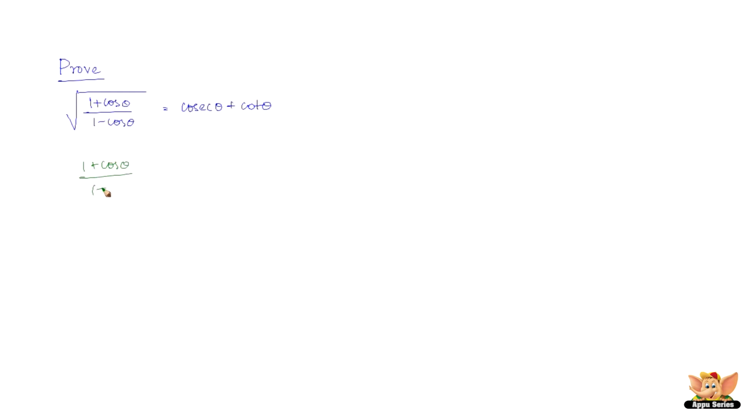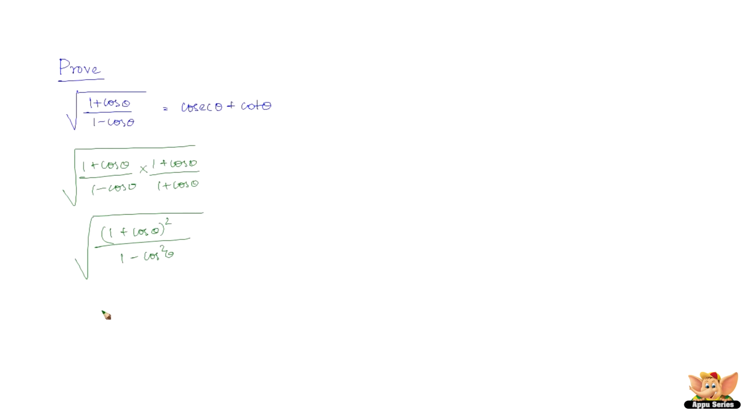So 1 plus cos theta over 1 minus cos theta. Try and multiply this by 1 plus cos theta. So you're multiplying the numerator as well as the denominator by 1 plus cos theta. You're going to get 1 plus cos theta the whole square over, a minus b into a plus b is a square minus b square. This is going to be 1 minus cos square theta. 1 minus cos theta into 1 plus cos theta is 1 minus cos square theta under the square root.